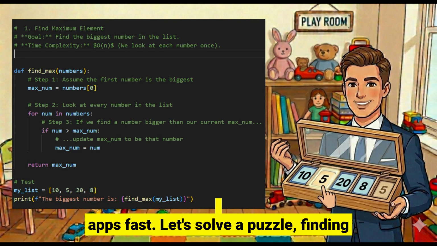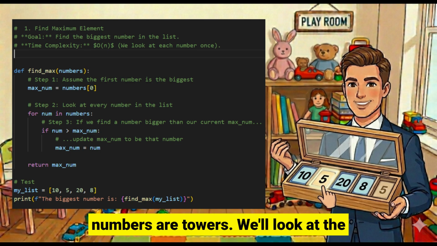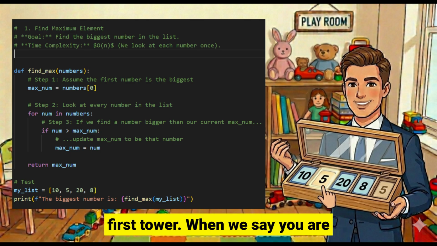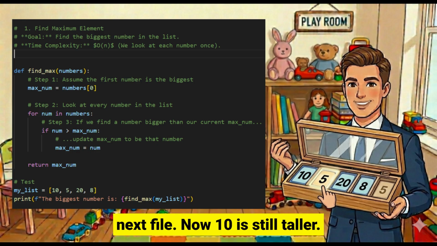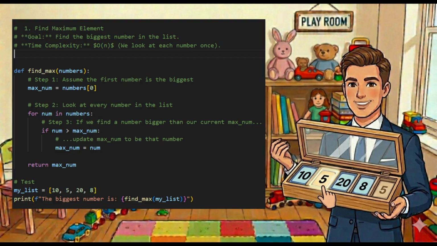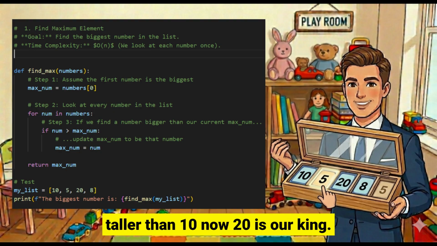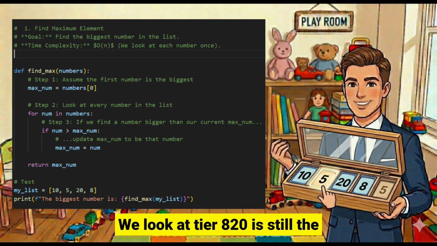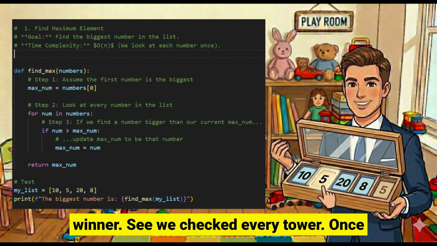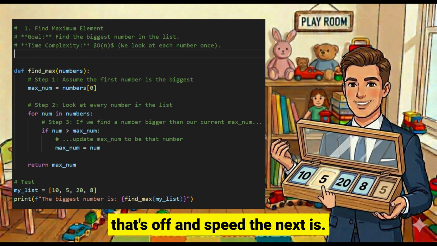Let's solve a puzzle. Finding the maximum element. Imagine these numbers are towers. We look at the first tower, 10. We say you are the tallest for now. We look at the next, 5. Nope, 10 is still taller. We look at 20. Wow, 20 is taller than 10. Now 20 is our king. We look at 8, 20 is still the winner. See, we checked every tower once, that's O of n speed.